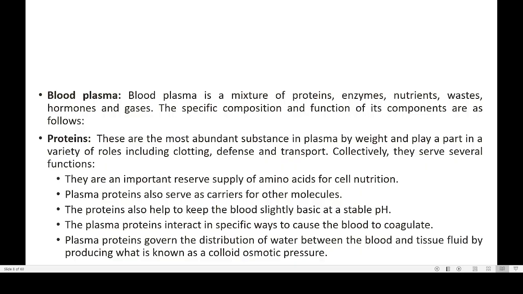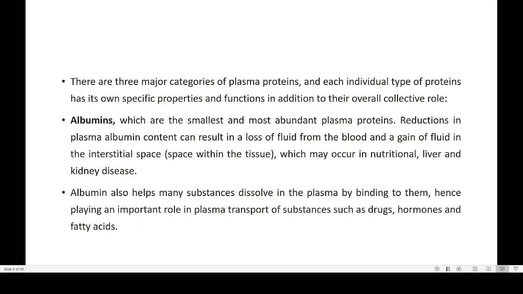Then plasma protein governs the distribution of water between blood and tissue fluid by producing what is known as colloid osmotic pressure. There is a pressure between the water in the blood and the water present outside the blood vessel. That pressure is known by the name osmotic pressure, also known as colloid osmotic pressure. So the pressure of the blood is actually controlled by the presence of protein. So these are some of the important roles of the plasma protein.